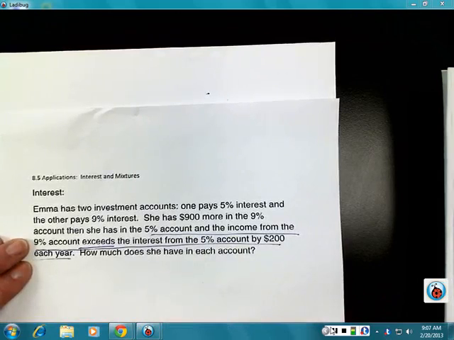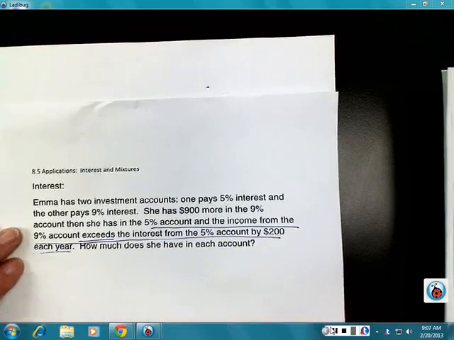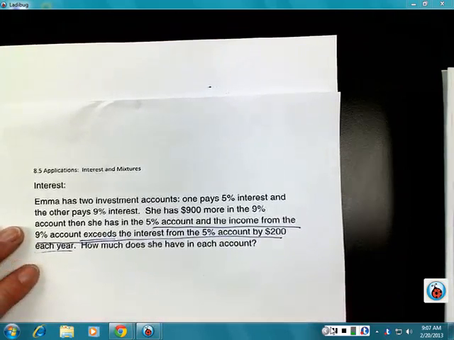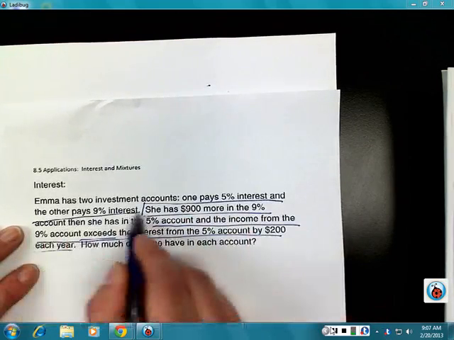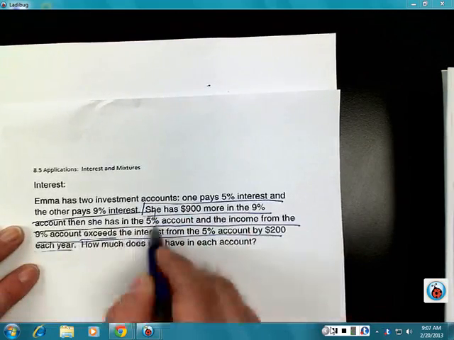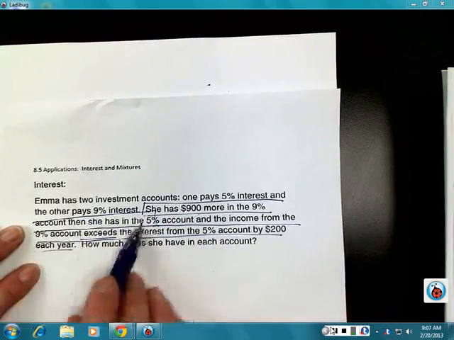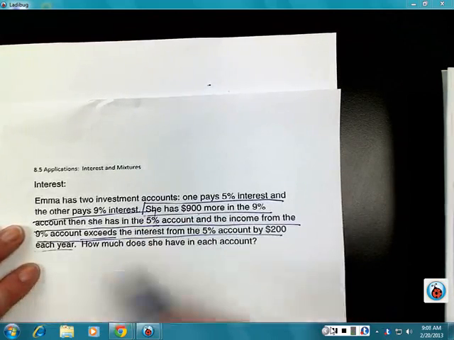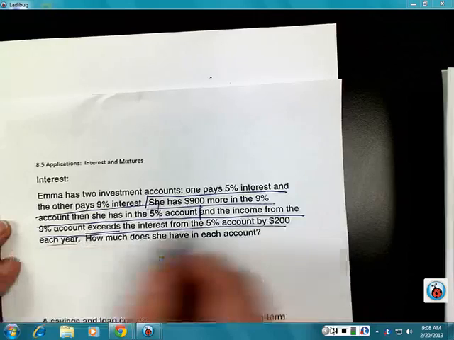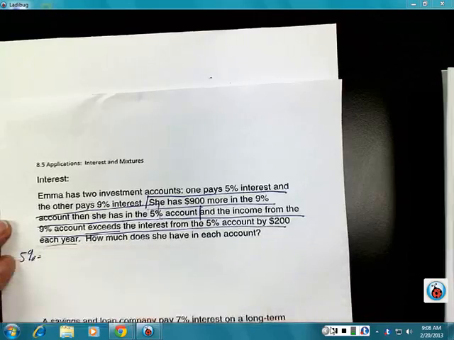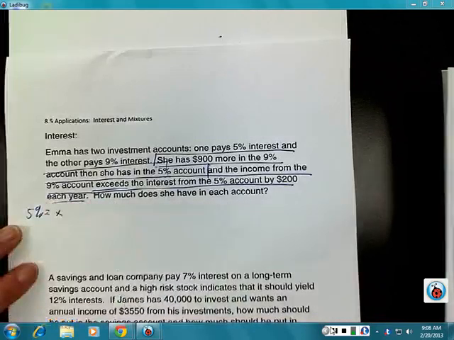So that's one equation. Where's my other equation in there? Is there another equation in there? The other pays 9%. Well, yeah, but the other equation is right there, okay? She has 900 more in the 9% account than she has in the 5% account. Okay, so that's the second piece. So now we got to give these things some information. So the 5%, we're going to say that's which letter? I'll just give a good old X.